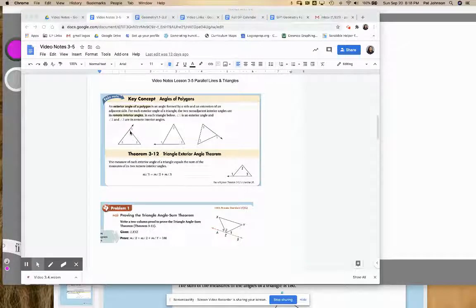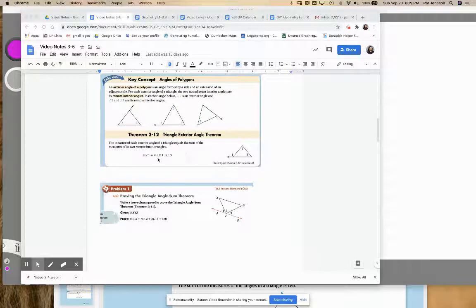Now, for each exterior angle of a triangle, here's the exterior angle. This angle right here, as you can see by angle 1, which makes a linear pair, is an adjacent angle. The other two angles of the triangle that are not adjacent are called remote interior angles. So in each triangle below, angle 1 is an exterior angle and 2 and 3 are remote. So if we extend this, 2 and 3 are remote. Here we extend this one back here. 1 is the exterior angle and here's 2 and 3. And if we extend this side out, 1 becomes the exterior angle, and then here's now angle 2 and 3, which are the remote interior angles.